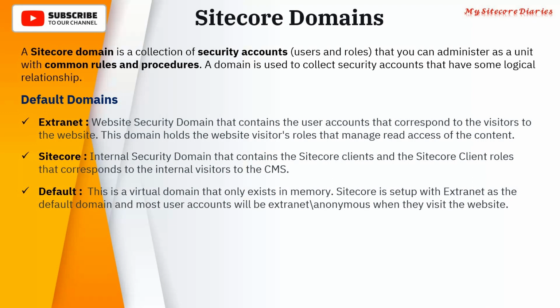Then third is the default domain, and this is a virtual domain that only exists in memory. It doesn't exist physically, it exists virtually in memory. Sitecore is set up with extranet as a default domain. So at the time of setup, the extranet domain is used, and most user accounts will be extranet\anonymous when they visit the website. So these are the three default domains: extranet, Sitecore, default.